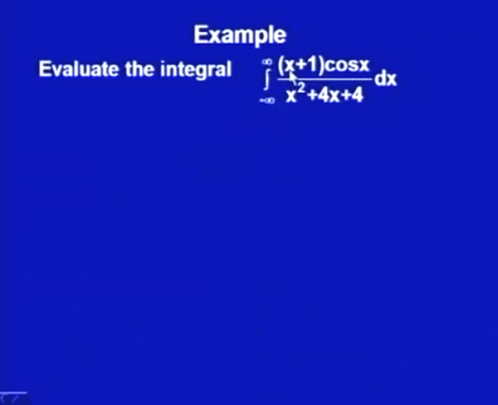Evaluate this integral from minus infinity to plus infinity of (x + 1) cos x upon x² + 4x + 4 dx. Now you see here we again have an integral of the form minus infinity to plus infinity f(x) cos x dx. The function f(x) here is (x + 1) upon x² + 4x + 4, a rational function p(x) upon q(x). Both p(x) and q(x) are polynomials. p(x) is a polynomial of degree 1, q(x) is a polynomial of degree 2.